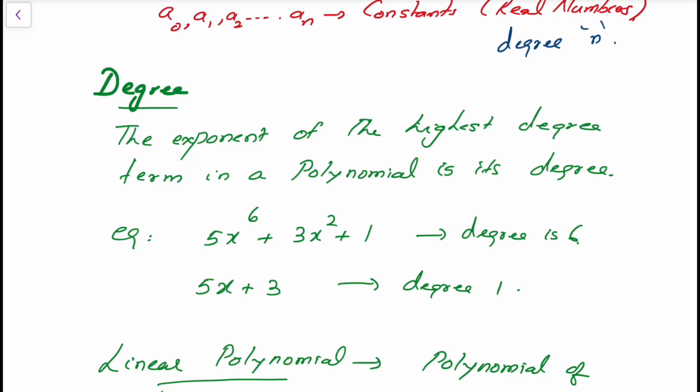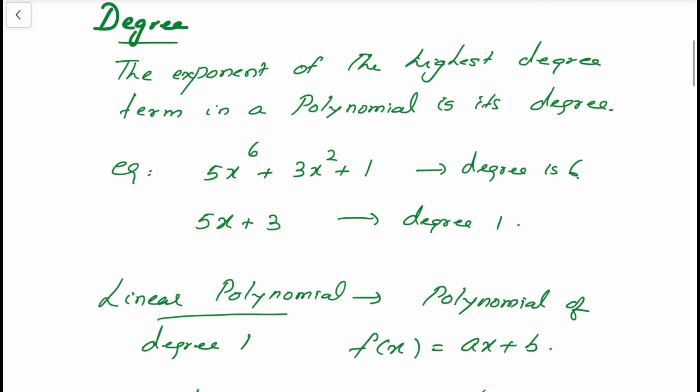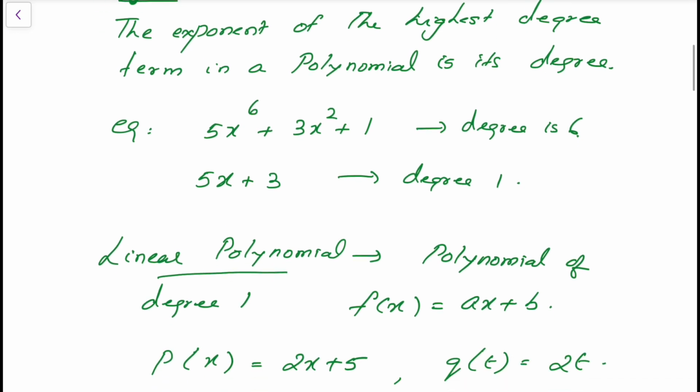The exponent of the highest degree term in a polynomial is its degree. For example, in this, x to the power of 6, this is the degree. So the degree of this polynomial is 6. And in here, f(x), the degree is 1, x to the power of 1 it is. There's nothing in the exponent part, that means it is 1. So the degree is 1.